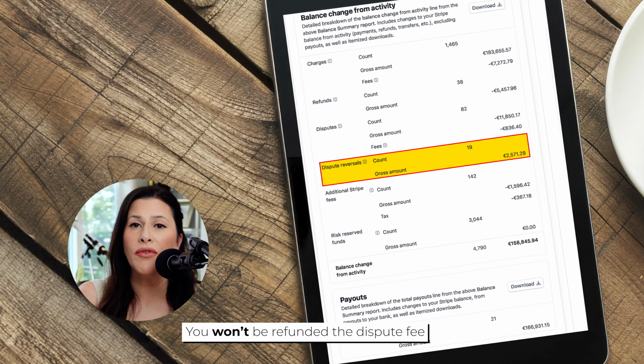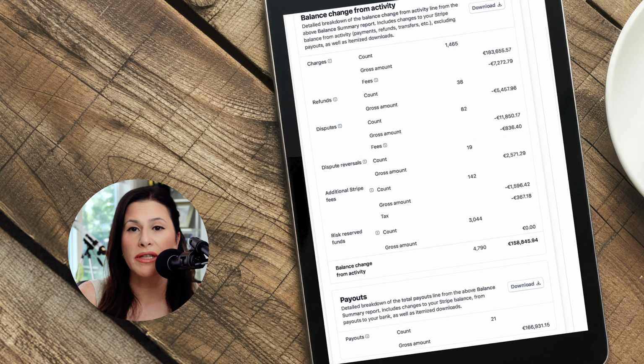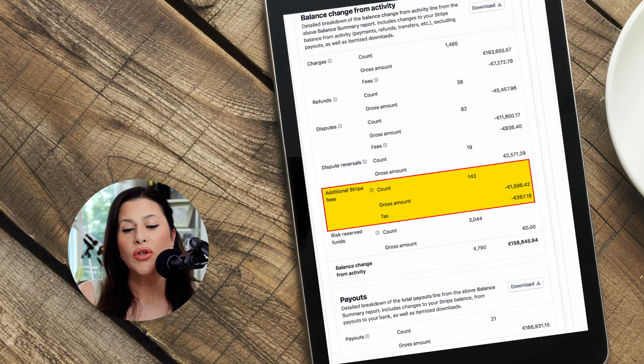So remember, if a customer files a dispute, you pay a dispute fee, and if you win it back, you only get back the actual amount of the transaction. The dispute fee is something that you've lost, unfortunately. Now, here's an interesting section for you to notice. Additional Stripe fees. So additional Stripe fees could be very many things.